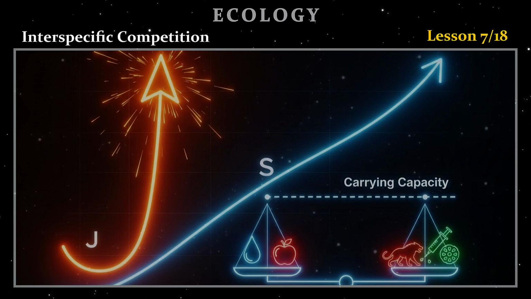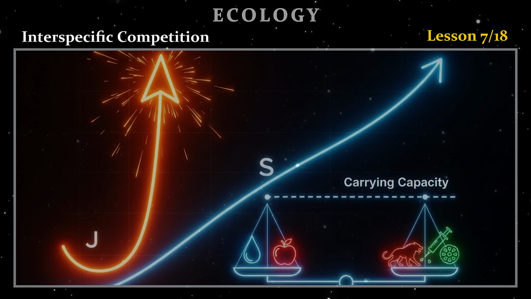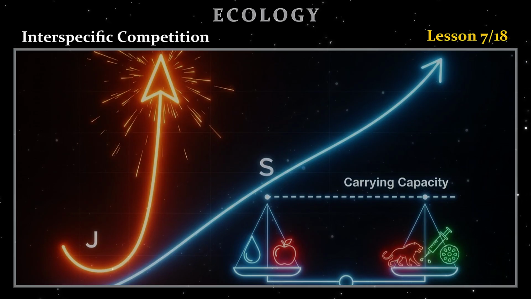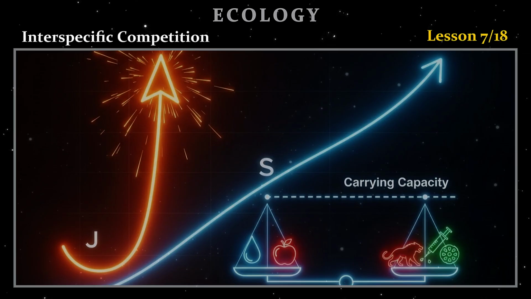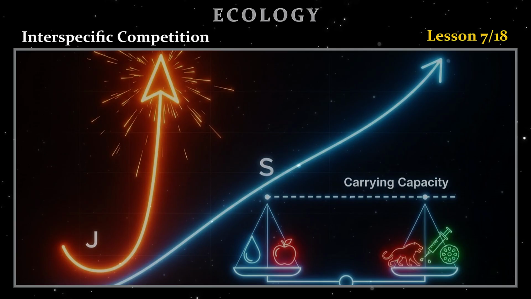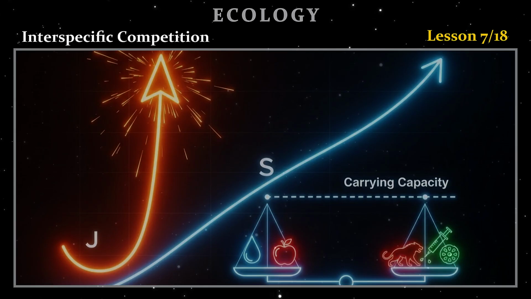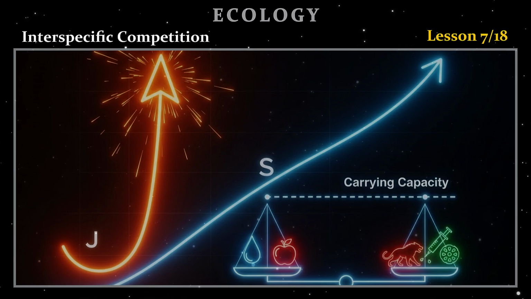Furthermore, we use these models to manage wildlife. When a state issues hunting permits for deer, they are doing calculus. They have estimated that the deer population is approaching K, where the deer will start to starve or destroy the forest. The hunters act as a density-dependent factor, artificially lowering the number to keep the herd healthy and the ecosystem in balance. Conversely, when we try to save the rhino, we are trying to push the population away from the danger zone of the Allee effect.